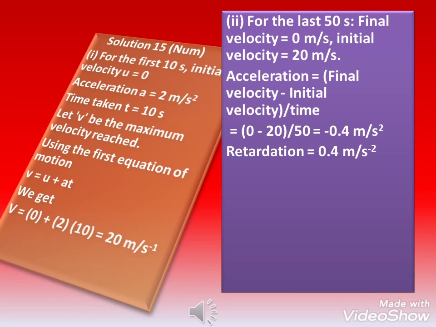Second part of the question. For the last 50 seconds, final velocity becomes 0 meter per second and initial velocity was 20 meter per second. And we have the equation for acceleration is equal to final velocity minus initial velocity divided by time. Substituting the values, we will get retardation is equal to 0.4 meter per second square.